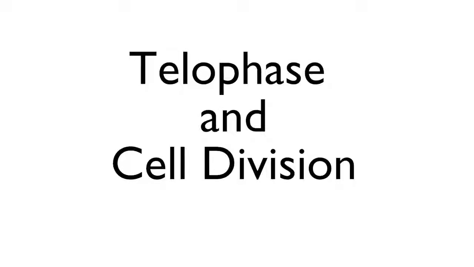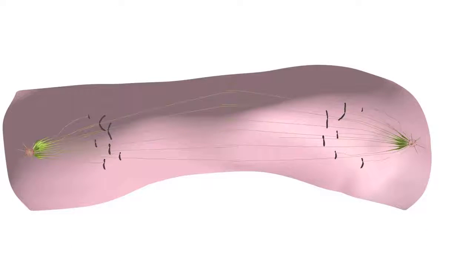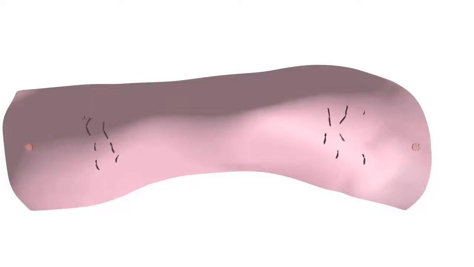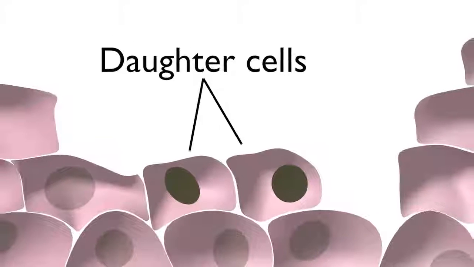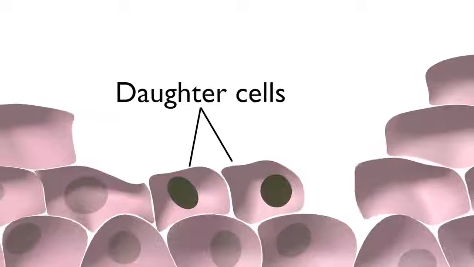At the end of anaphase, in telophase, the spindle microtubules disassemble, nuclear envelopes assemble around the two chromosome clusters, and the cell divides around its midsection in a process called cytokinesis. Cytokinesis results in the formation of two daughter cells. If all went well, the two daughter cells will have the identical genetic makeup as that of the parent cell.